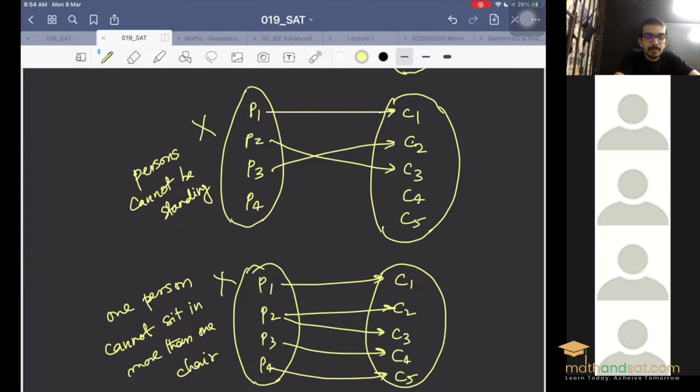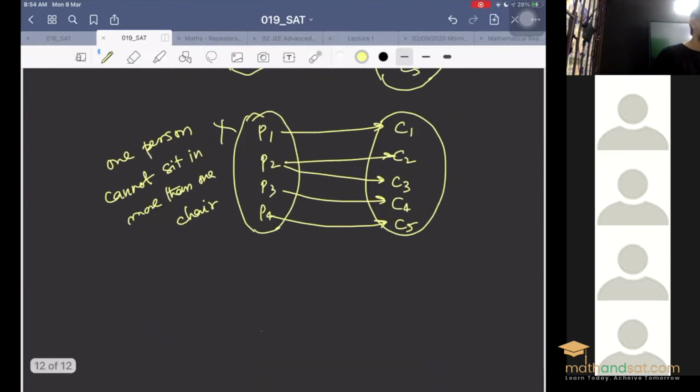This is not a function because P2 is going and sitting in two chairs. Or you can say P2 is having two outputs, C2 and C3. You can think that way. It's not possible. In a function, that is not allowed.